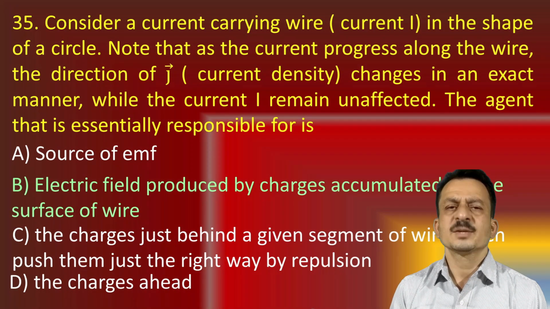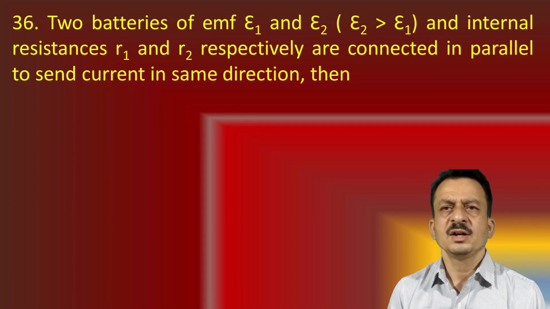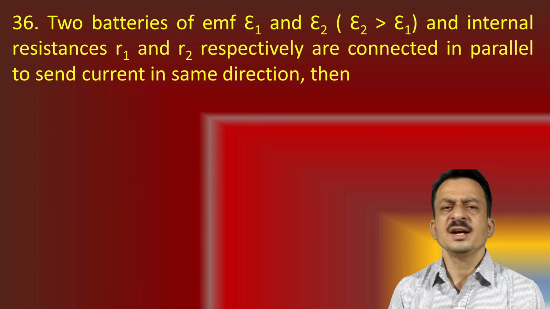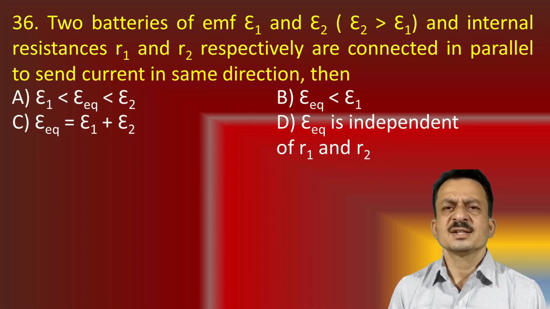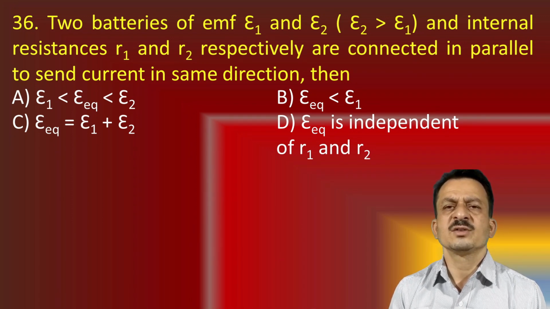Okay. Next problem. Two batteries of EMF E1 and E2, with E2 greater than E1, and internal resistance R1 and R2 respectively, are connected in parallel to send current in the same direction. Then A, E1 less than E equivalent less than E2; B, E equivalent is less than E1; C, E equivalent is equal to E1 plus E2; and D, E equivalent is independent of R1 and R2.